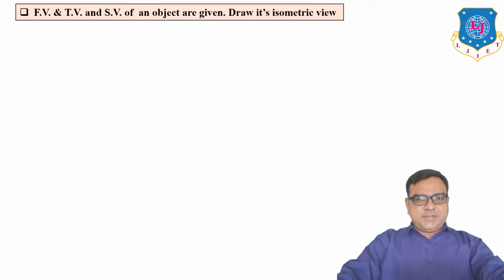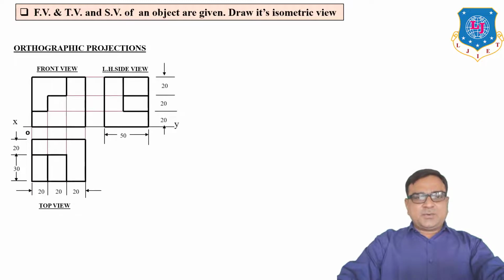Our first example: the front view, top view and side view of an object are given. Draw its isometric view. This means orthographic projections are given: front view, top view and left hand side view. This is the orthographic projection of one object, and these orthographic projections are in the first angle projection method.